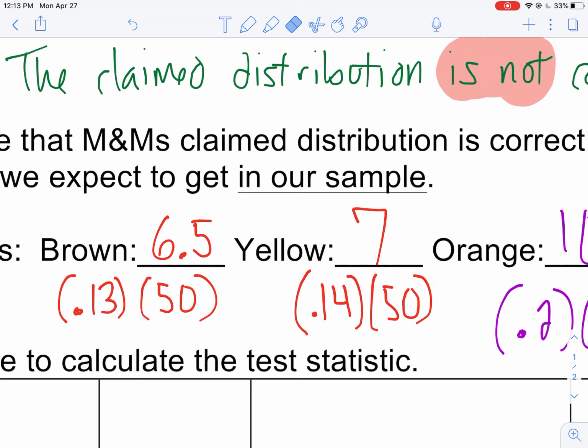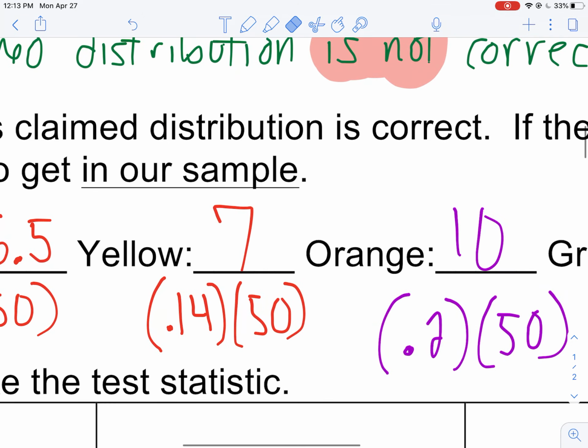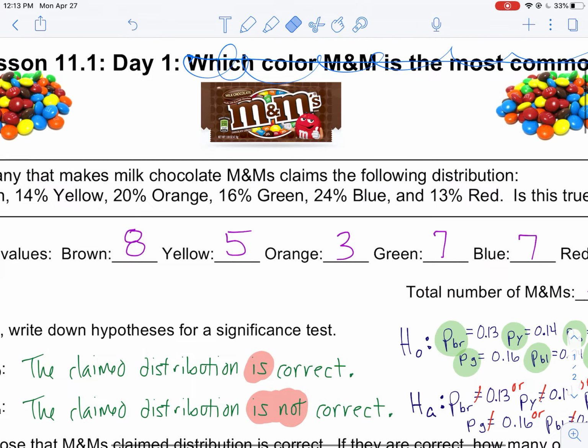You're just hoping that what you get is really not that far off from what you expect. I mean, if you got 7 instead of 6.5, okay, then maybe M&M's isn't wrong. Maybe if you got 5 instead of 6.5, okay, maybe M&M's really isn't wrong because, again, you expect variability in sampling. Notice I did that for every single color.